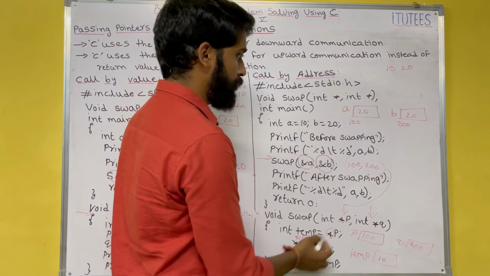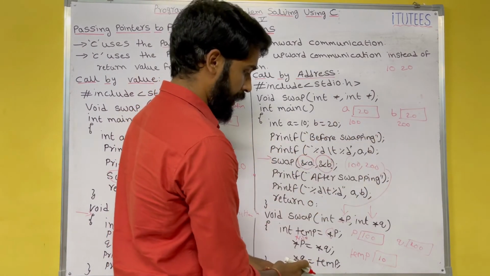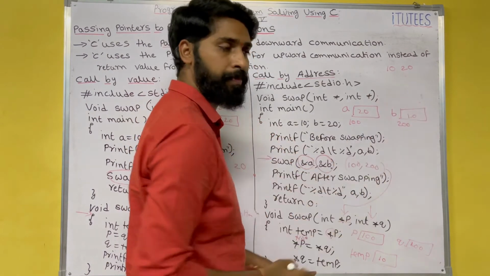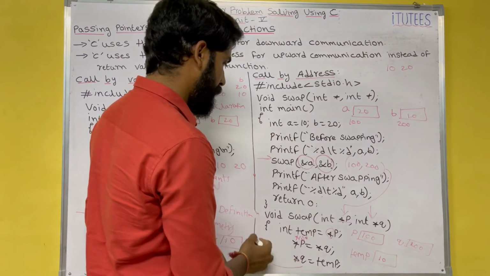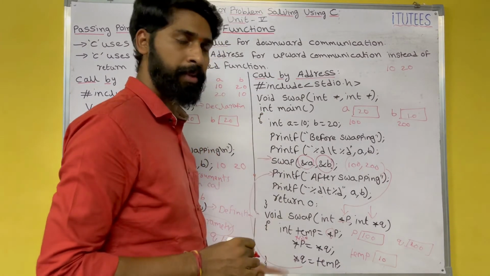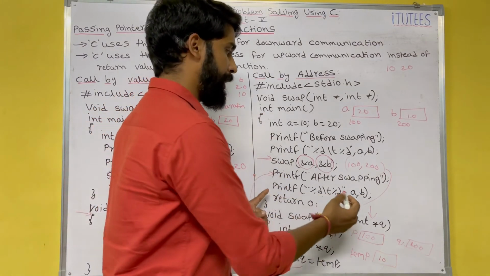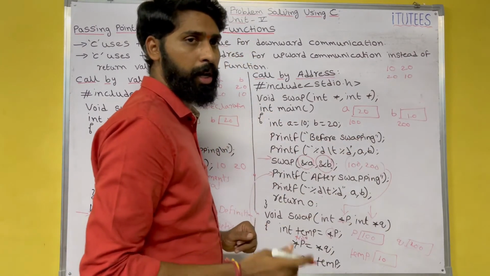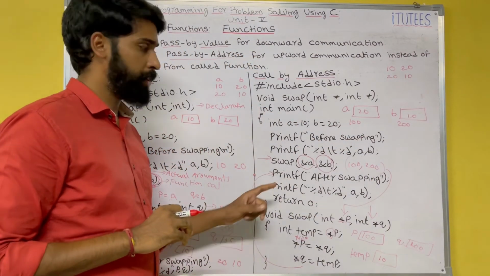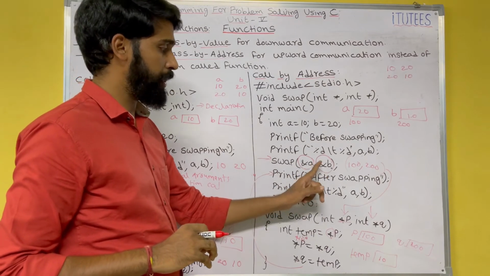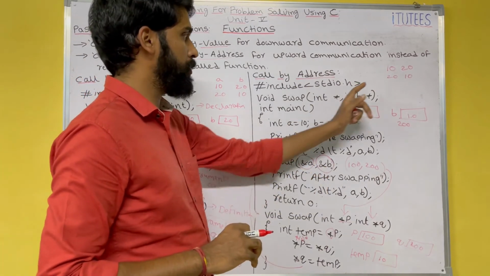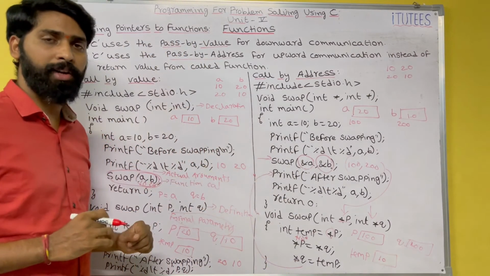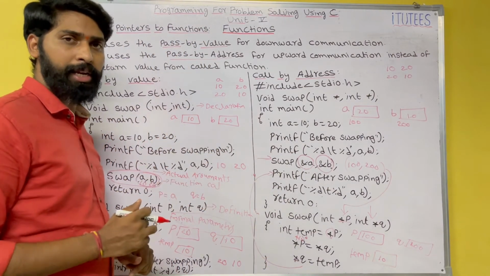Similarly, asterisk Q, that means this is the location, equals temp. What is temp? 10. 10 is stored in this location. Okay. So after that, the control returns to here. Printf after swapping A comma B, it prints 20, 10 as output. Now, if you observe, the actual parameters are A, B and the swapping is also done at A, B only.